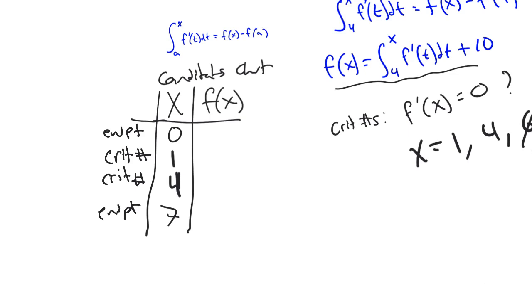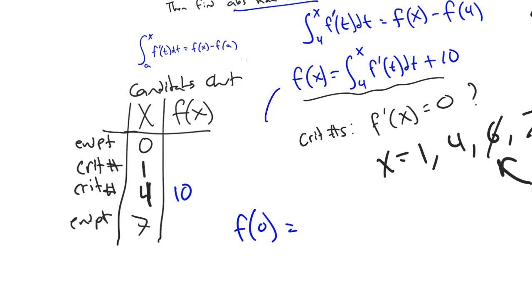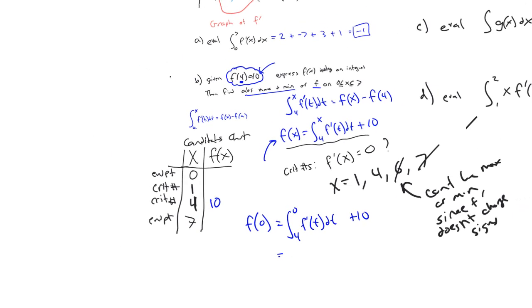So we're going to go f of, well, 4 I already know. F of 4 we were given is 10. So the rest I have to evaluate. So we're going to go f of 0, and I'm using that function f of x right here. F of 0 is the integral from 4 to 0 of f prime of t dt plus 10. Well, I can use the graph up above to help me answer that question.